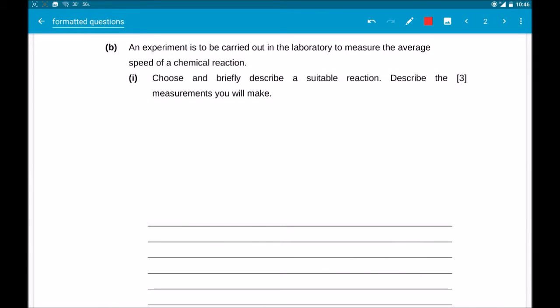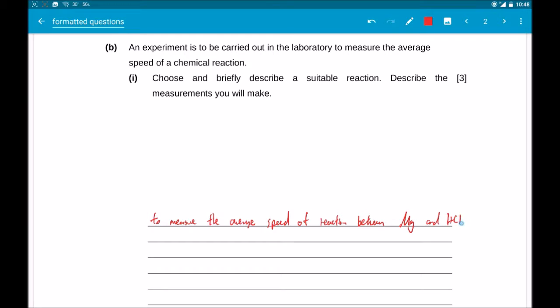An experiment is to be carried out in a laboratory to measure the average speed of a chemical reaction. For part 1, we are supposed to choose and briefly describe a suitable reaction, and to describe the measurements we will make. So in order to measure the average speed of a chemical reaction, we can calculate the time taken for a product to be formed. So in this case, we can use the reaction between magnesium and hydrochloric acid and measure the average speed.